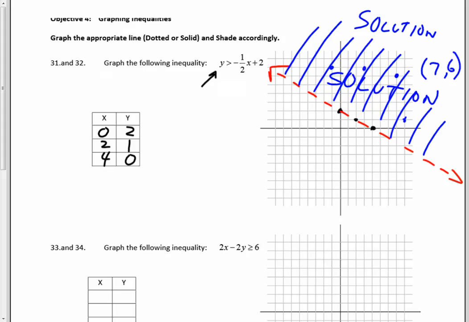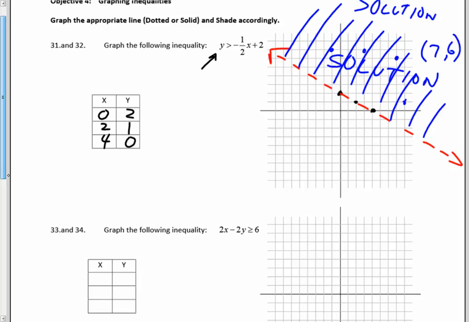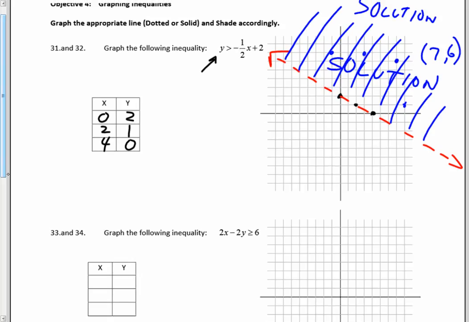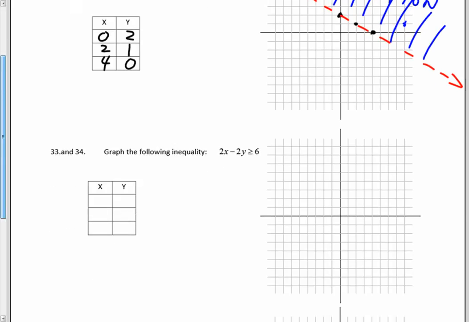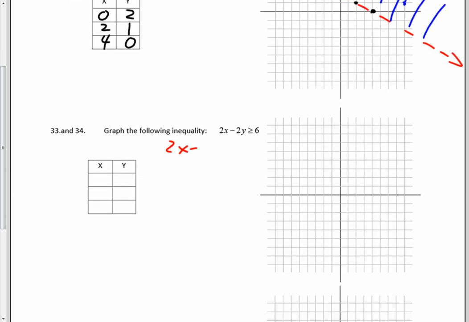And that one wasn't too bad because y was already by itself. Is y by itself for this one? No. So I'm going to take 2x minus 2y greater than or equal to 6. I'm giving you enough room on this test so you can do your work. Our job is to get y by itself.